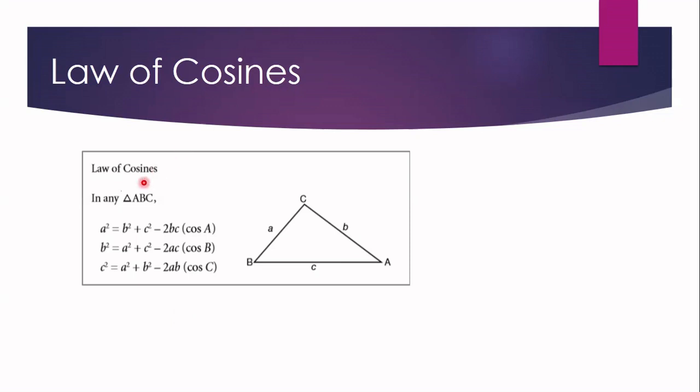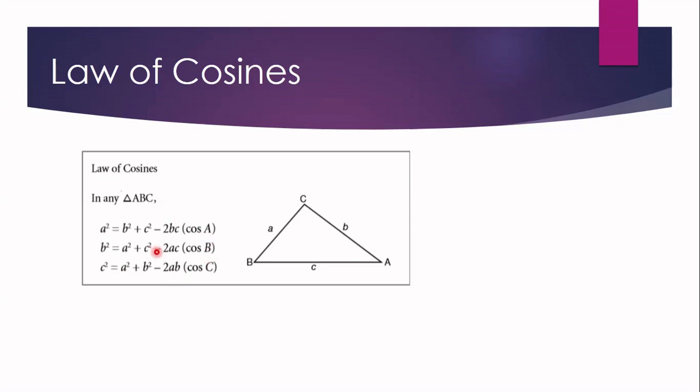Now, the law of cosines. In any triangle ABC, this is the equation that you are going to use. We have a squared is equal to b squared plus c squared minus 2bc cosine A. If the unknown is b, then b squared is equal to a squared plus c squared minus 2ac cosine B. And if the unknown is c, then we have c squared equal to a squared plus b squared minus 2ab multiplied by cosine C. Now, it's not hard to remember our equations.